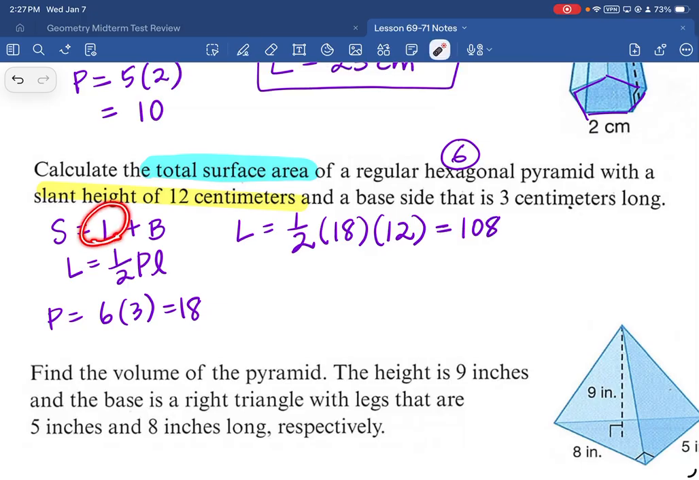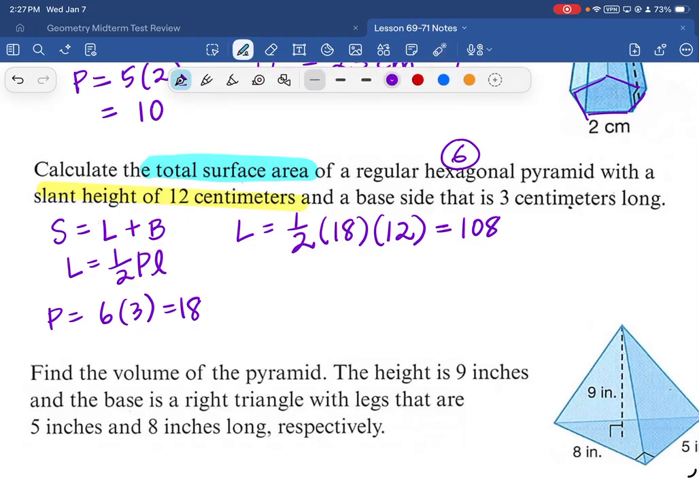We found this, but now we need area of the base. This is where it gets tricky and I need your undivided attention. Okay, I'm going to draw it over here. It said hexagonal. I'm going to draw it as best as I can. There's my hexagon.